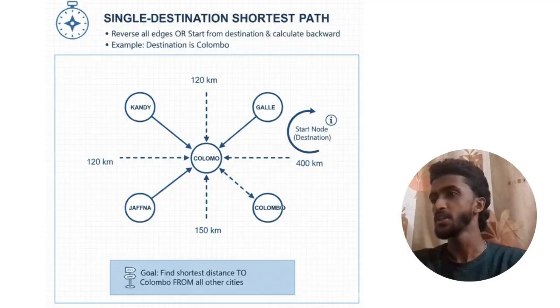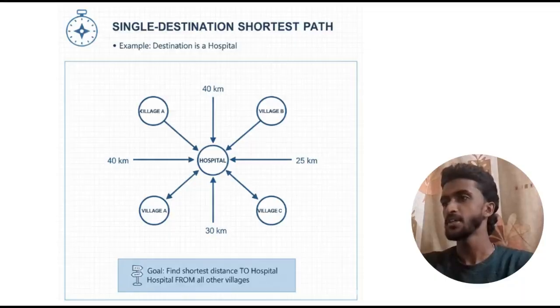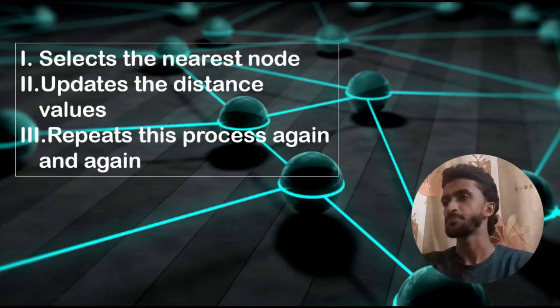For the single destination problem, we can reverse all the edges, or we can start from the destination node and calculate the distances backward. For example, if the destination is Colombo, we calculate the shortest distance from Kandy to Colombo, from Galle to Colombo and Jaffna to Colombo. Another example is if the destination is the hospital, we calculate the shortest distance from village A to hospital, village B to hospital and village C to hospital.